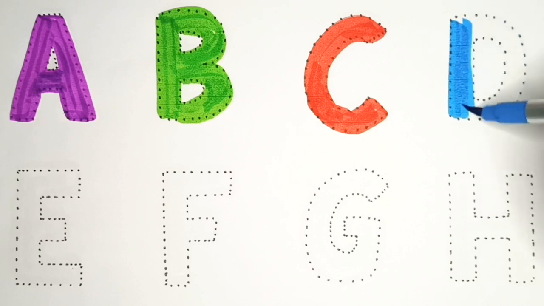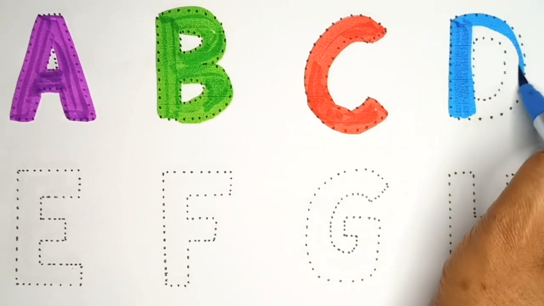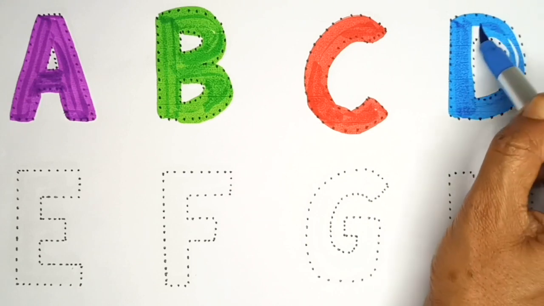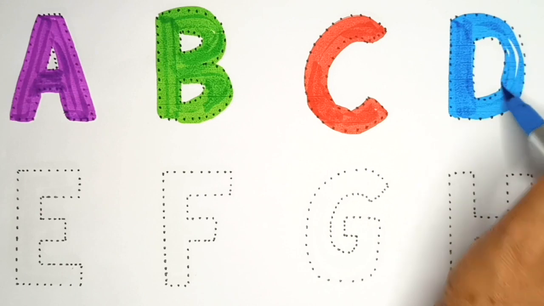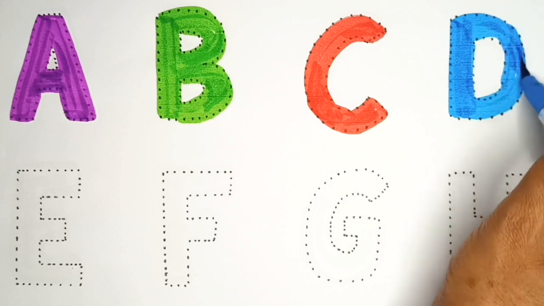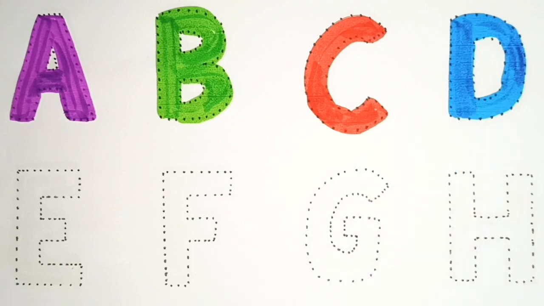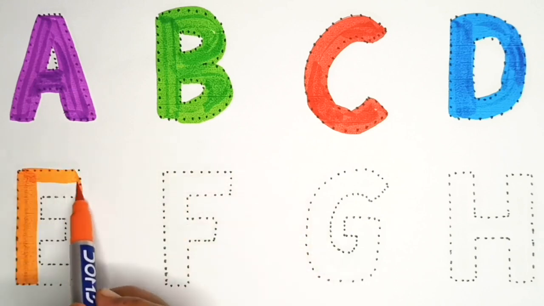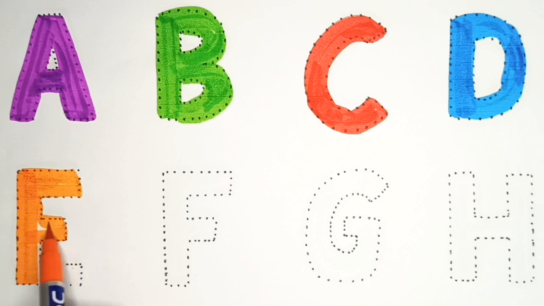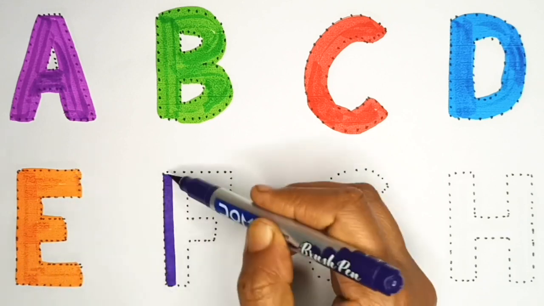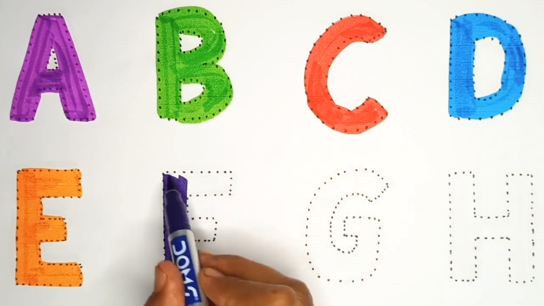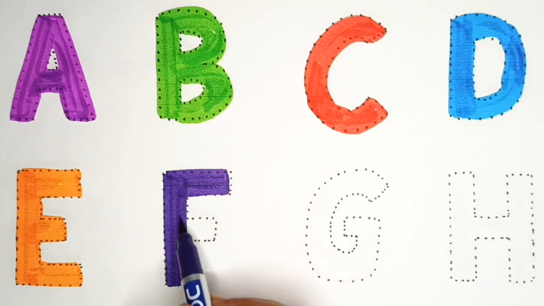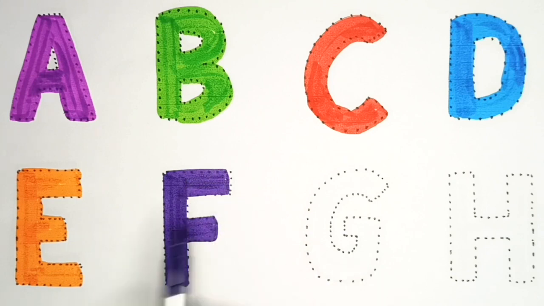D for dog. D. E for elephant. E. F for fish. F.